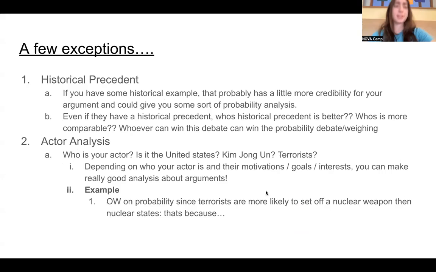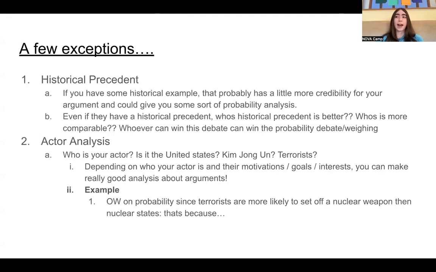Here are the exceptions, I think, to probability weighing. I think A is historical precedent. If you have some sort of historical example of your argument happening, you probably have a bit more credibility because that proves that in the past, your argument has been able to happen and thus can happen again.